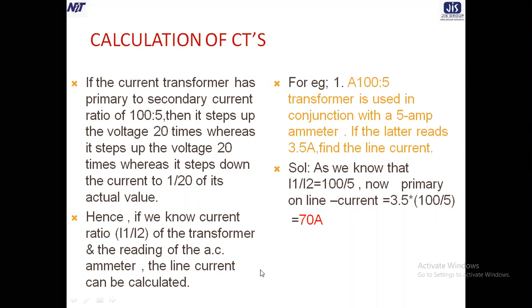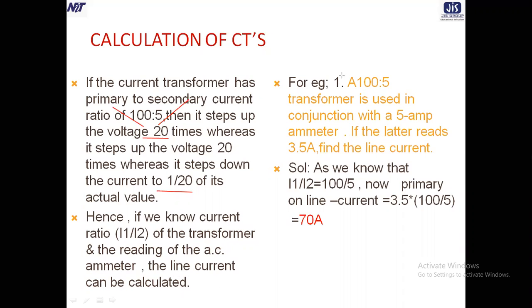You all know about the calculation of CTs. Look here. If the current transformer has a primary to secondary current ratio of 100:5, then it steps up the voltage 20 times, whereas it steps down the current to 1 by 20 of its actual value. Hence, if we know the current ratio I1 by I2 of the transformer and the reading of the AC ammeter, the line current can be calculated.